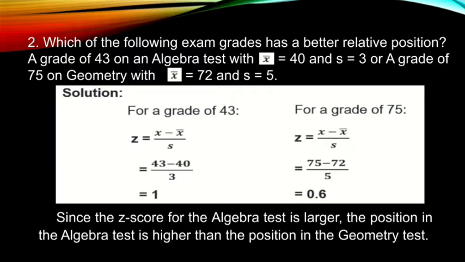Okay. Alin sa dalawa yung may pinakamataas na relative position? Yung 43 ba or yung 75? Okay. Siyempre, nakikita natin na ang may pinakamataas na relative position or the result of the z-score is yung may grade na 43. Okay, since the z-score for the algebra test is larger, the position in the algebra test is higher than the position in the geometry test.